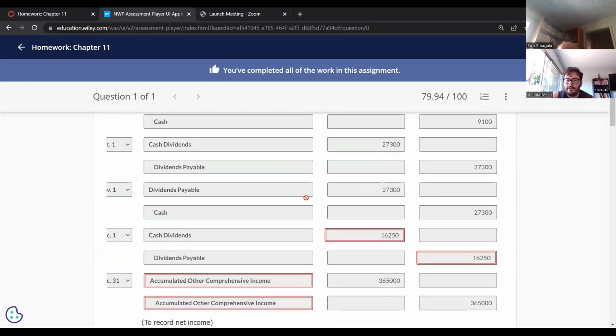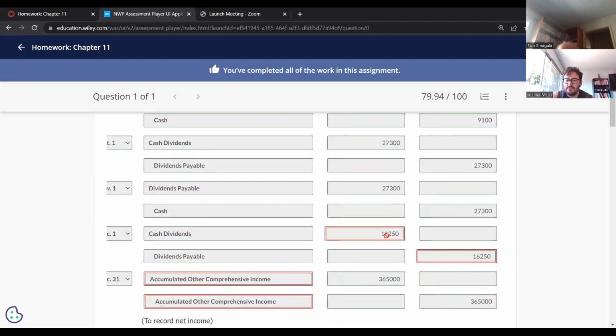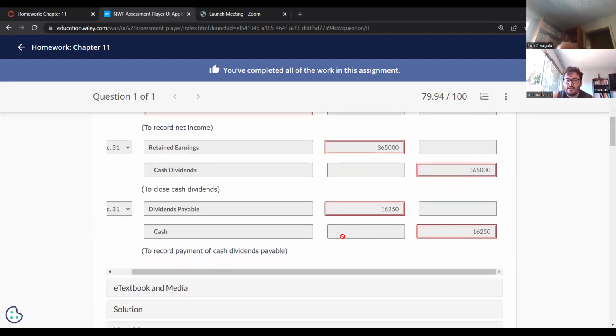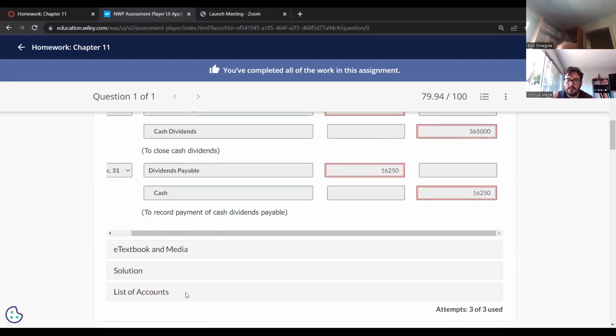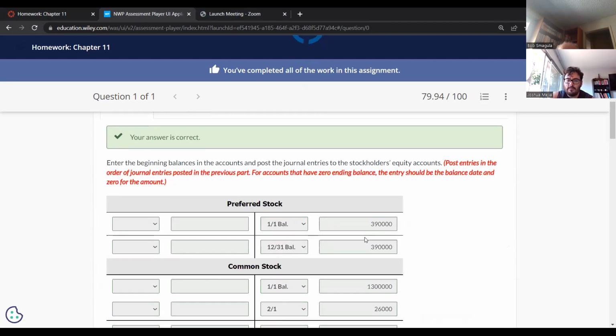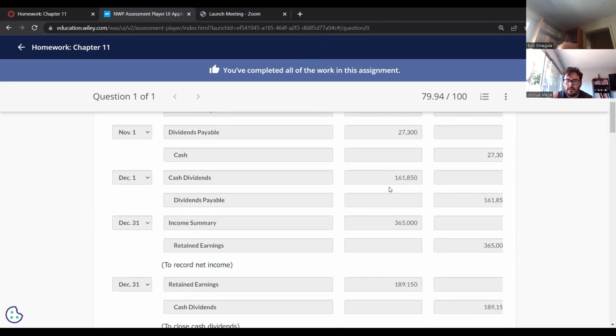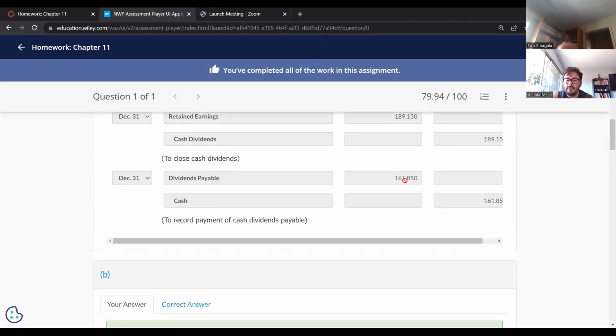I kept trying to figure out the calculations and I couldn't get it right. So I got it wrong all 3 times, and then I went to the correct answers, and then it gave me this number here. And I didn't know how they found it.